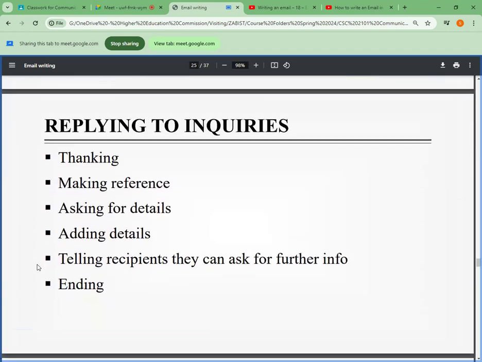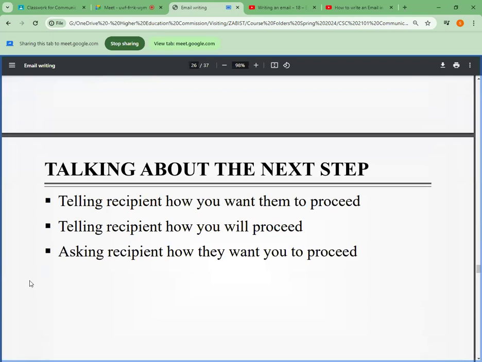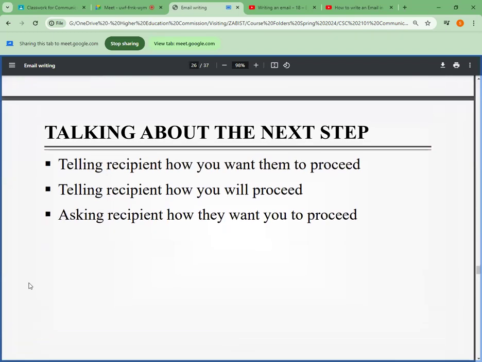Then we can reply to inquiries in which we can thank them, we can make some kind of judgment out of it, we can ask for further details, and then we can also talk about next steps, telling the recipient how we want them to proceed.